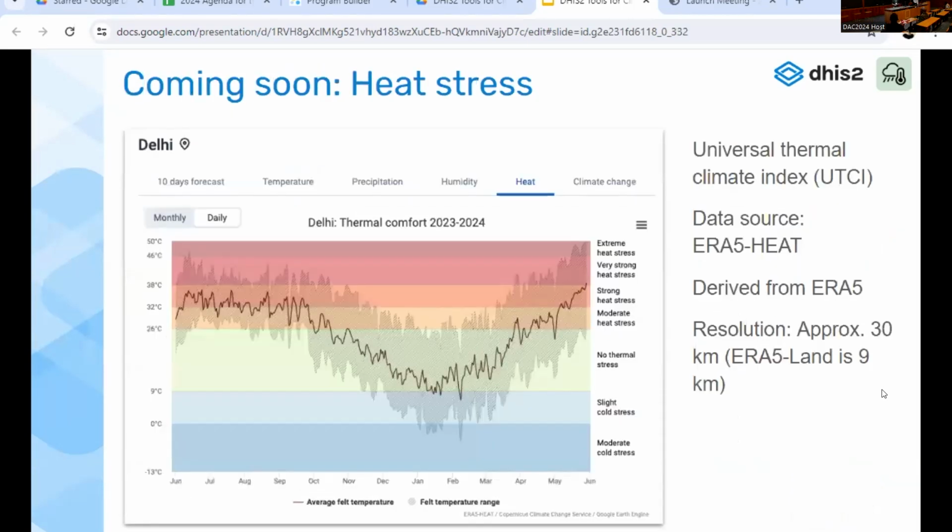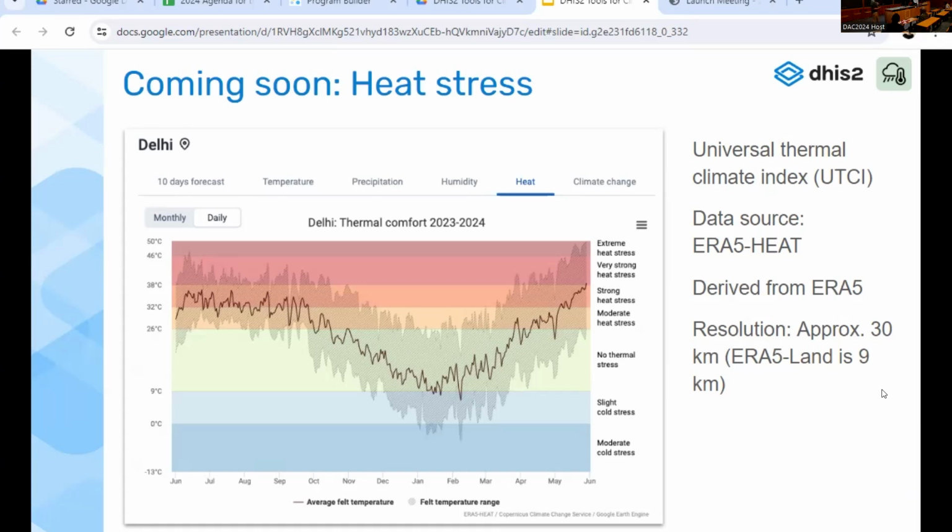This is very soon coming. There has been a lot of attention on heat, and there have been record heat waves happening around the world, especially in the last year. So we are also looking at this indicator. It's not only measuring temperature, because often that is enough, but that is not enough.